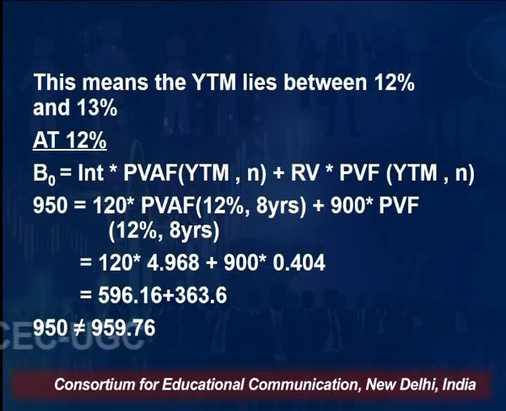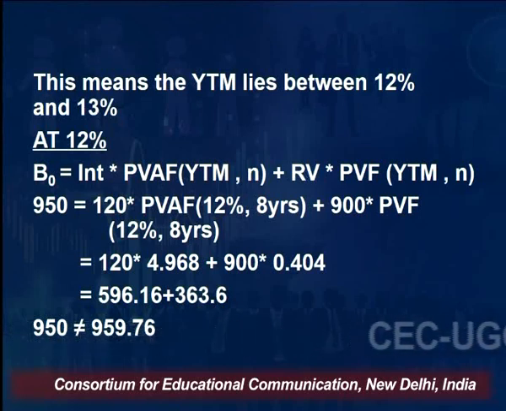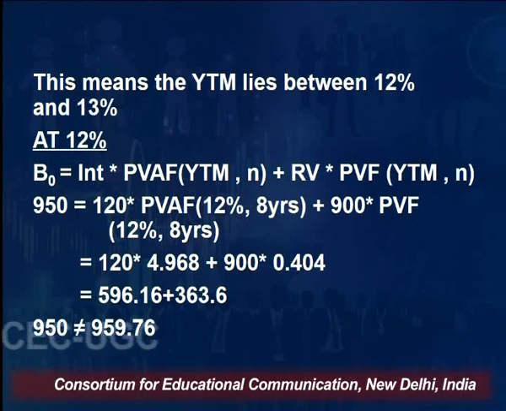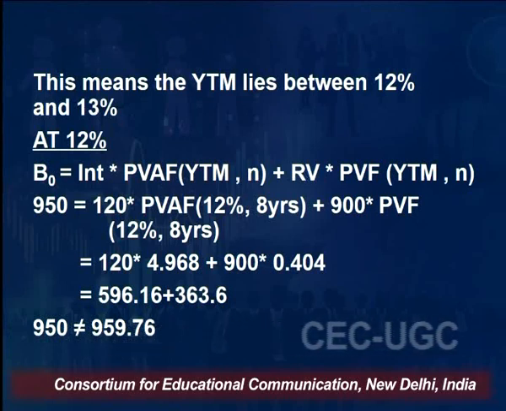What we have to do? We have to equate both the sides: the left hand side, that is the current price of the bond, and the right hand side. So whenever the right hand side is greater than the left hand side, this is important friends, which is the current market price of the bond, we'll have to try with the higher rate of discount, or we have to try with the higher YTM.